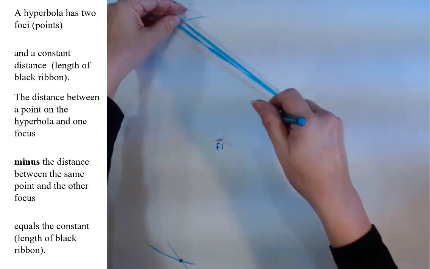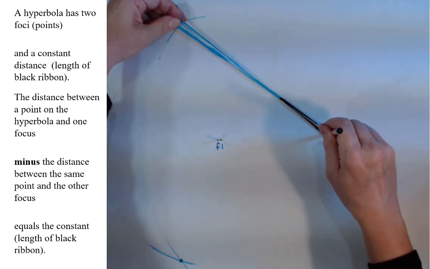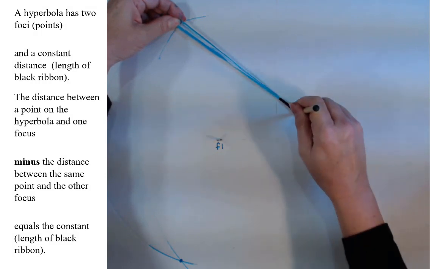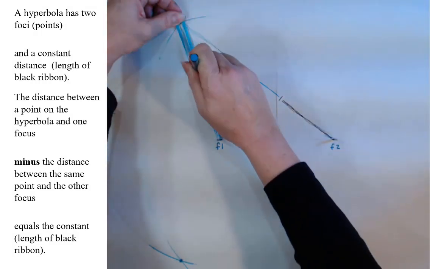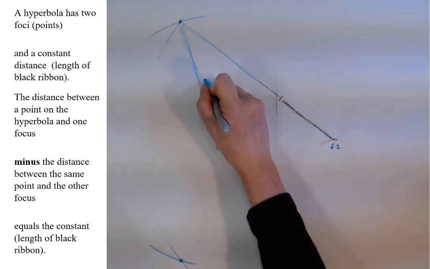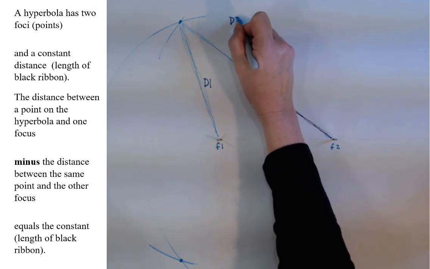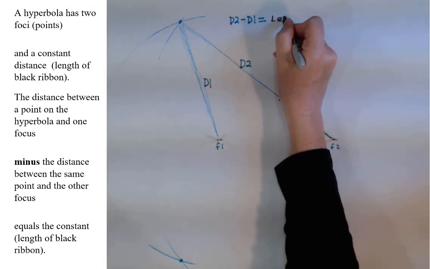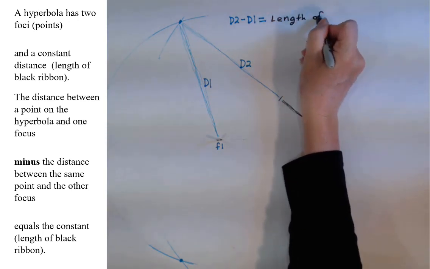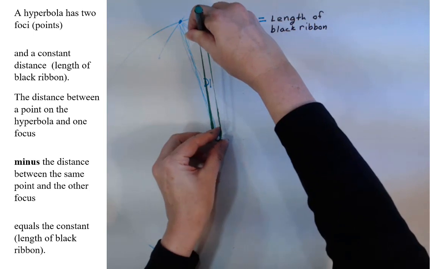If we look at where we got this point, its distance from focus 2 is the blue ribbon plus the black ribbon. Its distance from focus 1 is just the blue ribbon. So if you take distance 2, the distance away from focus 2, and you subtract distance 1, the distance away from focus 1, you're taking the blue and black and subtracting out the blue, so you're left with the length of the black ribbon.